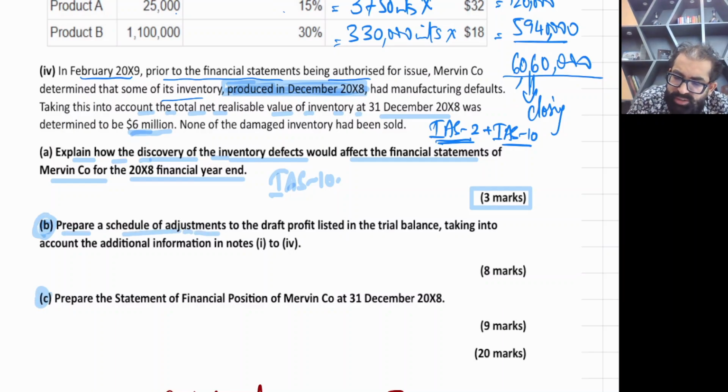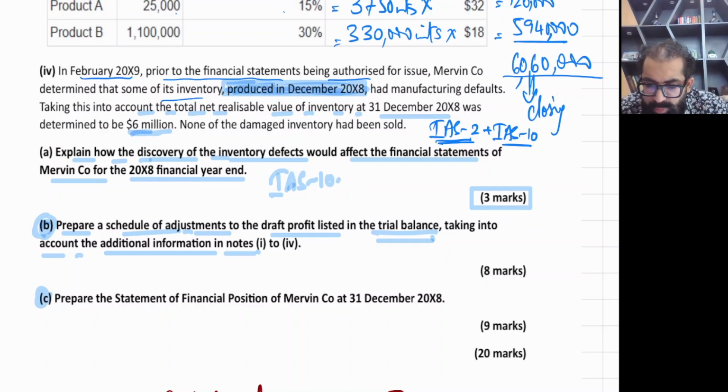Prepare a schedule of adjustment to the draft profit and loss listed in the trial balance, taking into account the additional information in notes. So what we have to do, we have to adjust the profit, and we need to write all the adjustments. First of all we need to correct the profit, and then prepare the statement of financial position. We need to prepare SOFP.